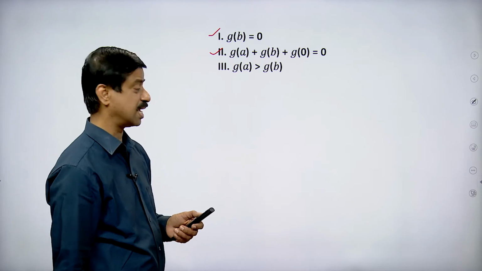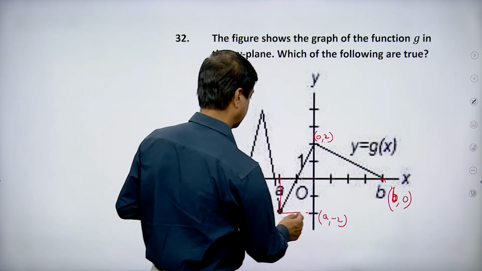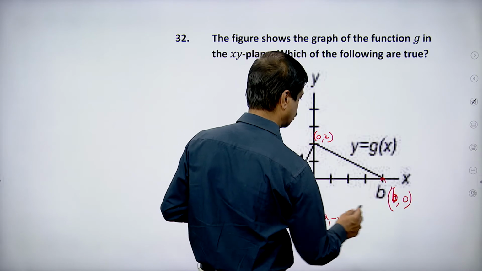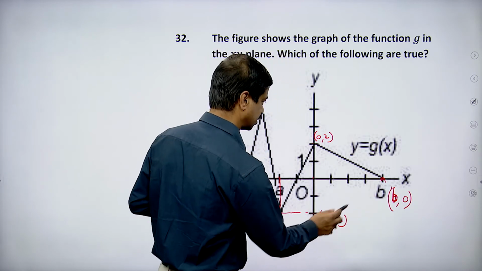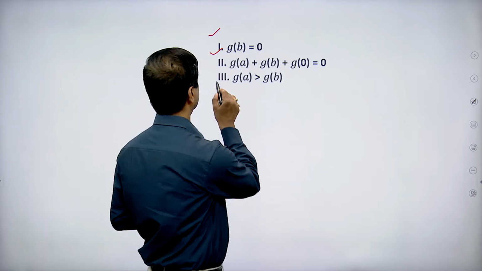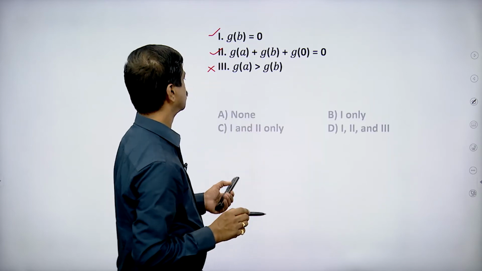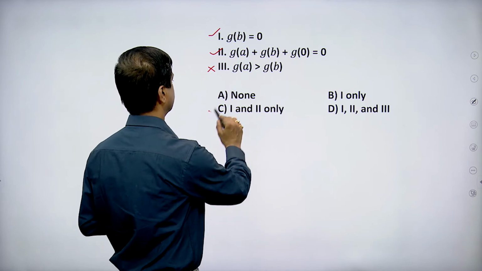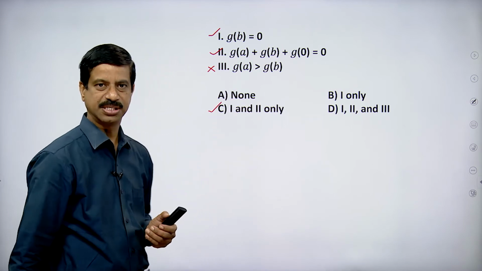G of a is greater than g of b, says no. G of a is minus 2, g of b is 0. Therefore, that is false. So, if you look at this, this is false. So, now option 1 and 2 only. So, answer is C. Right, children?